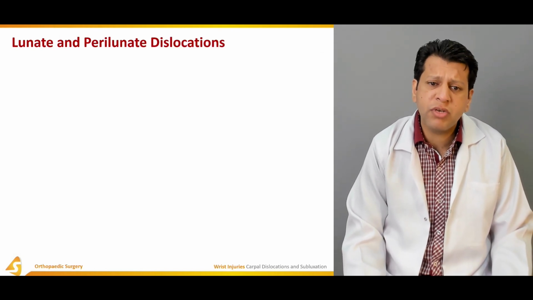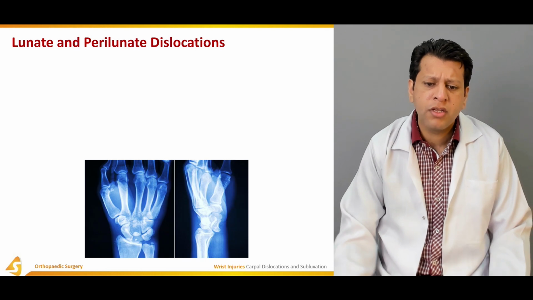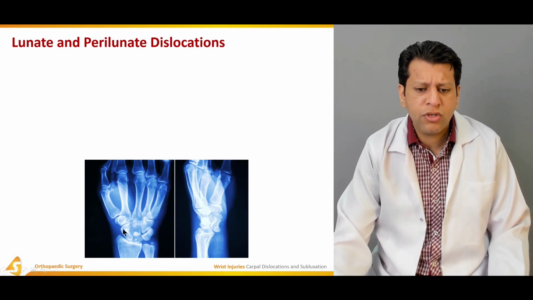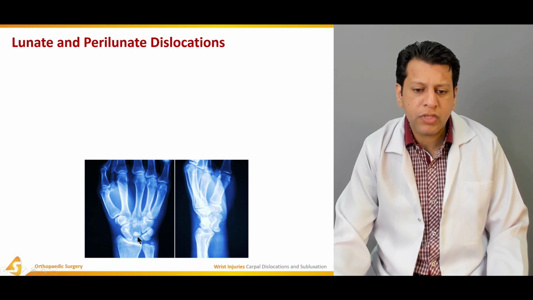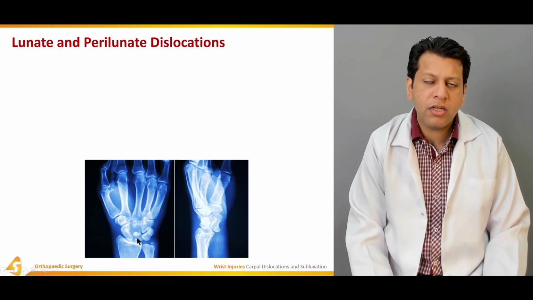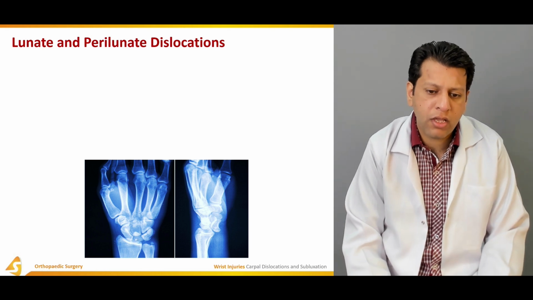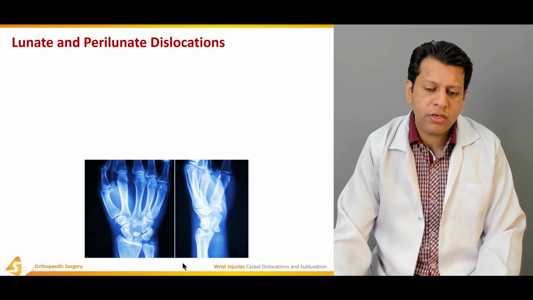So coming to the lunate and perilunate dislocations, if you see this x-ray over here, as I told you, usually the lunate on a normal x-ray appears quadrangular. But if you look closely, the scaphoid is partially masked and there is a triangular appearance of the lunate. This tells you there's something wrong on the AP view, and on the lateral view you can appreciate the lunate is dislocated outside the carpal bones.